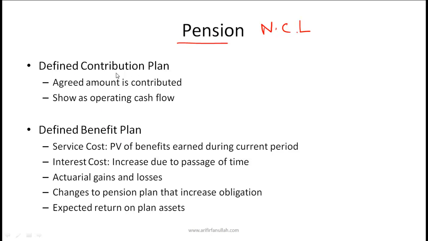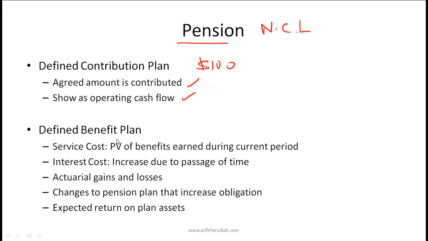A defined contribution plan is easy to account for, or relatively easy to account for. In this plan, the company basically tells its employees that every month it's going to contribute a certain amount. So just as a simple example, per employee, let's say they are going to receive $100 as their contribution. This is simplistic, but the idea is that the amount the company is contributing every month is defined and agreed upon, and that is shown as an operating expense, and operating cash flow. So accounting for this is easy because it shows up in every period as an expense based on the amount that is agreed upon and paid. So that's a simple defined contribution plan.